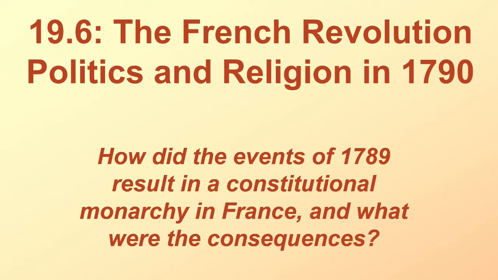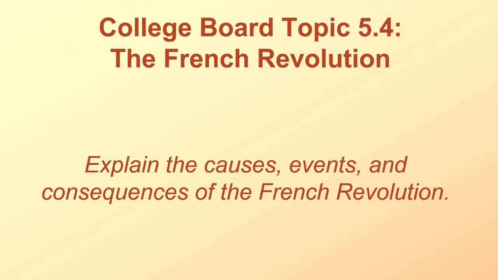But don't worry, the other 3 phases won't get anything close to the kind of attention and detail that this first critical phase is getting. This, what we call the liberal phase. Same question as before. How did the events of 1789 result in a constitutional monarchy in France, and what were the consequences? We need to be flexible with that year 1789 because we're actually stretching into 1790, 1791, 1792. Same topic, 5.4, explain the causes, events, and consequences of the French Revolution.